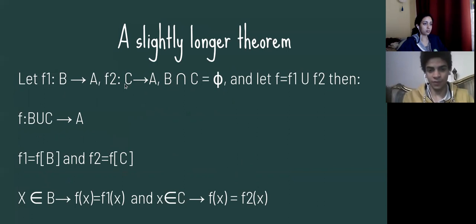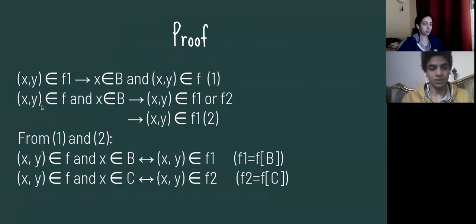And that's because b and c are both disjoint. So the statement that x belongs to b implies that x does not belong to c. And if x does not belong to c, then xy cannot belong to f2. That would be impossible because if xy belongs to f2, then x has to belong to c from the definition of f2 as a function. And so if I have xy belongs to f1 or f2, and xy does not belong to f2, this would already imply that xy necessarily belongs to f1.